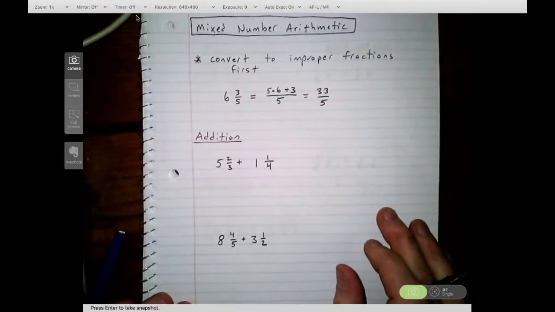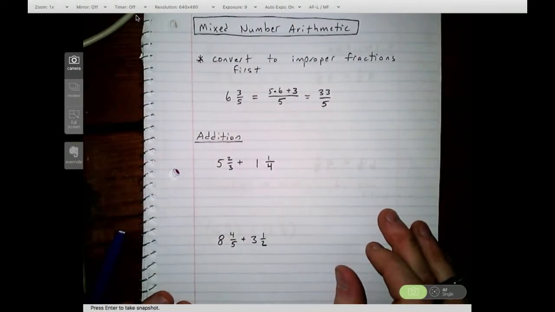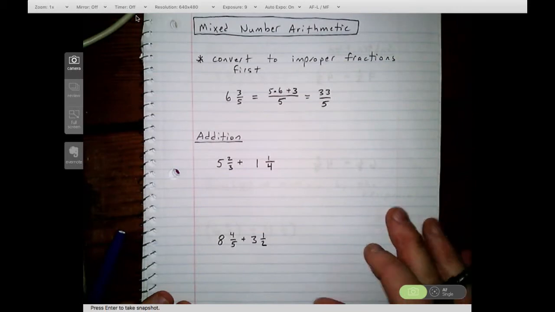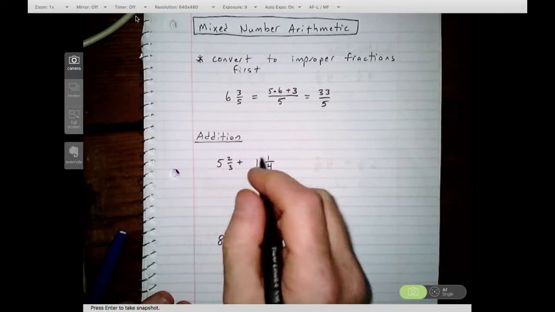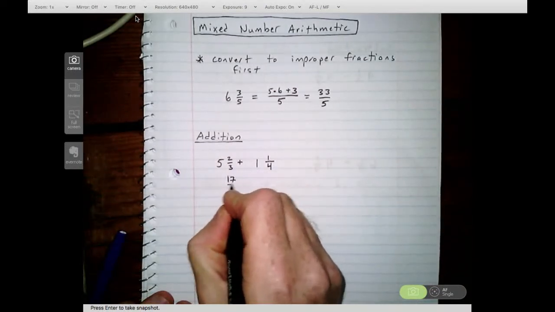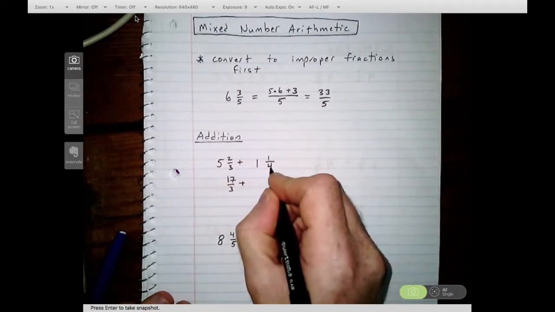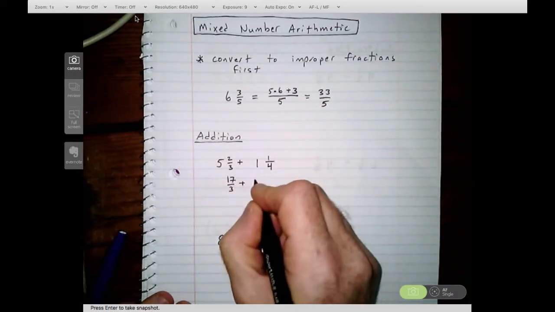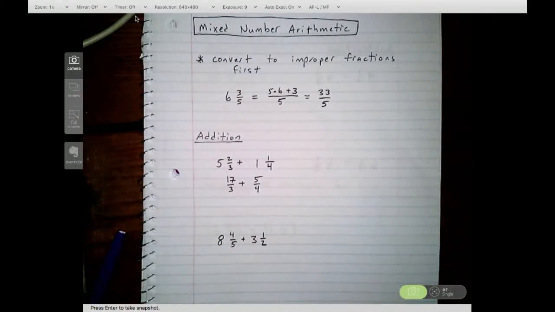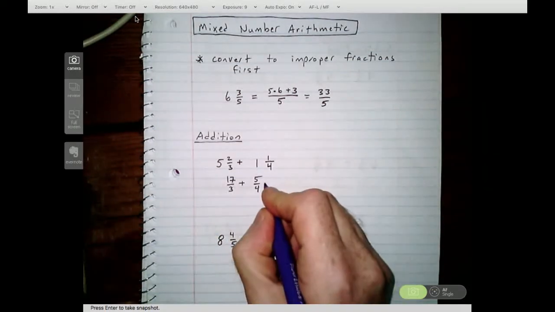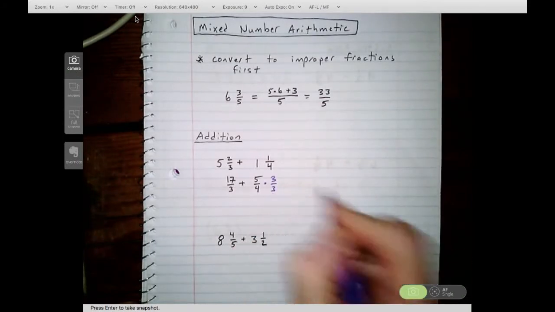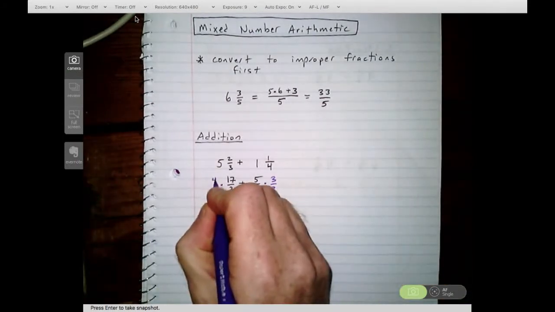Okay, so here's the first one. We got 5 2/3 plus 1 1/4. So again, let's make these improper fractions first. 3 times 5 is 15, plus 2 is 17 over 3, plus 4 times 1 is 4, plus 1 is 5 over 4. Okay, so 17 thirds plus 5 fourths. So remember, when we're adding, we need a common denominator. And our common denominator here for 3 and 4 is 12. So I need to multiply this side by 3 over 3 and this side by 4 over 4.